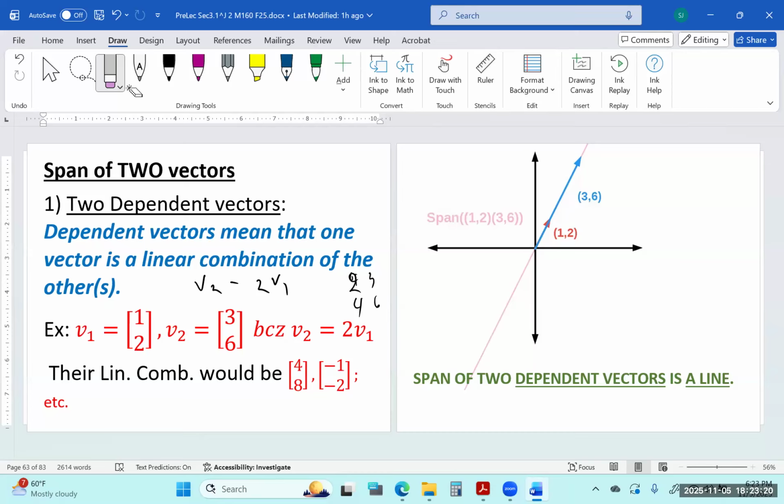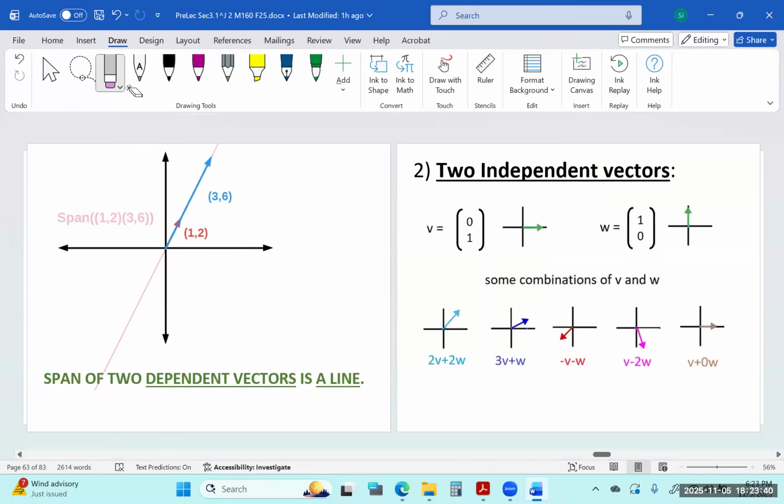It doesn't matter what type of linear combination you have, the end result will always be on the line. So what is this telling us? It's telling us that if you have 2 dependent variables, it's the same as having 1 independent variable. So the span is only a line. You cannot cover the entire plane. You can cover only a line.